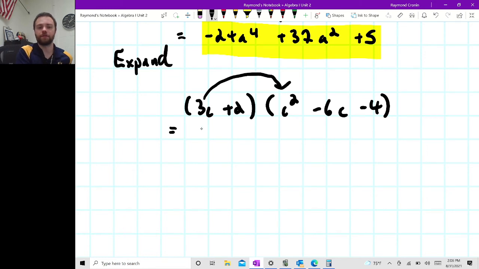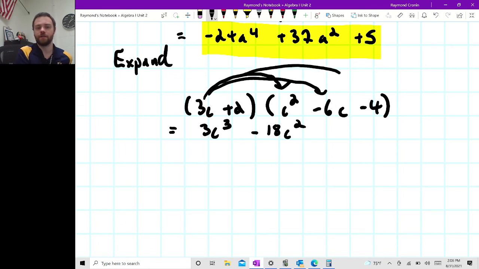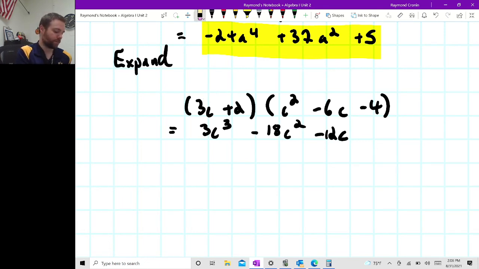So 3c times c squared is going to be 3c to the third. 3c times -6 is going to be -18c squared. So c to the first times c to the first, add the exponents, 1 plus 1 is 2. Then 3c times -4 is -12c. And I'm done with that one. So then I can move on to the constant term. So I'm going to multiply 2 by each one of these guys, and then I'm going to combine like terms.